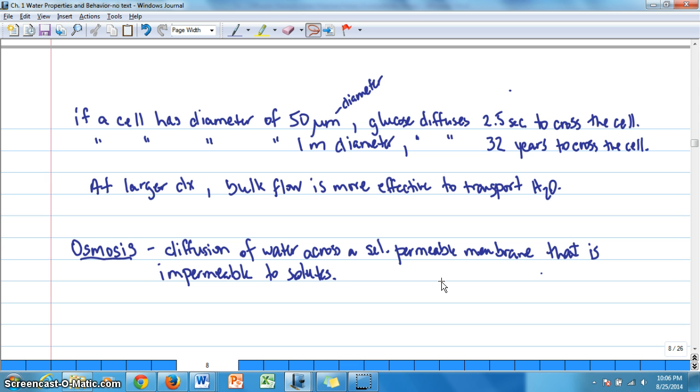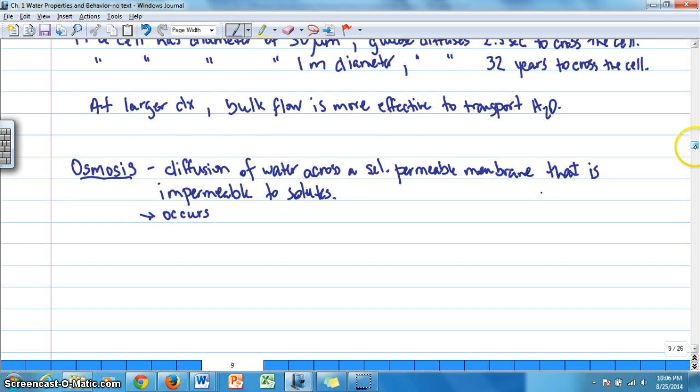And as we were discussing, the diffusion of water across a semi-permeable membrane, or the osmosis of water, requires the presence of a semi-permeable membrane that is impermeable to solutes. So in order for osmosis to occur, these are the two things that are required. And osmosis, or the diffusion of water, then occurs spontaneously, which refers to the fact that it's the free energy of water that moves water from one place to another.